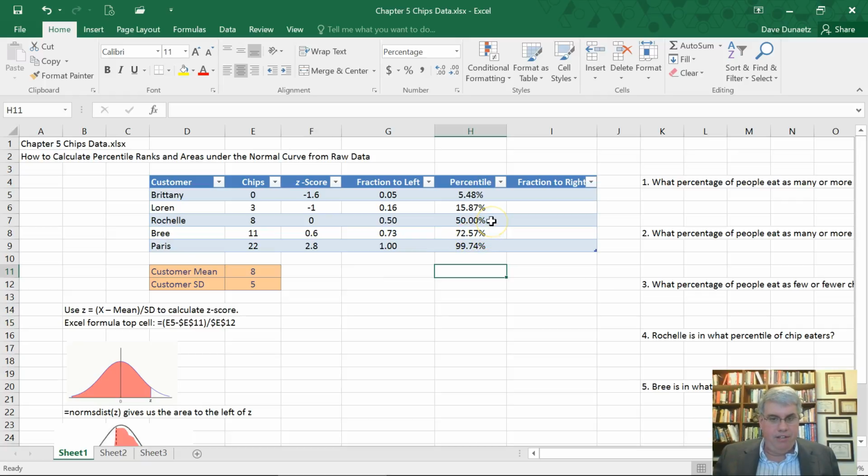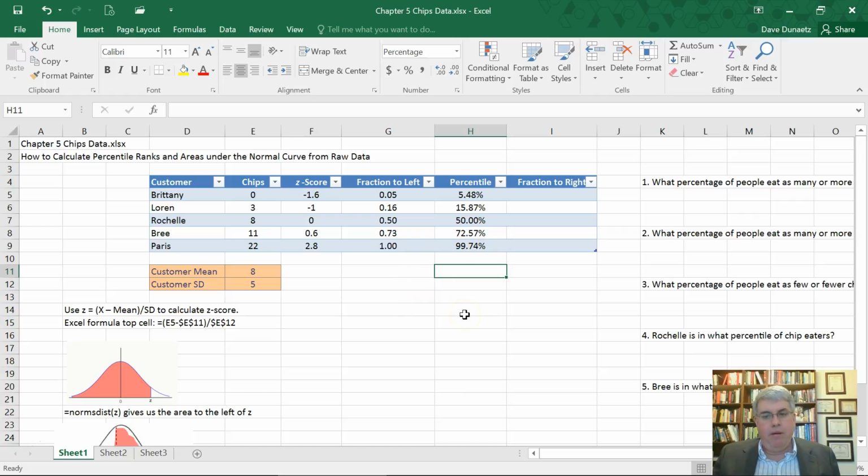So we see Rochelle, she's right at average. Brittany is far below average. She's only in the 5th percentile. Cree is pretty far above average in the 72nd or 73rd percentile, but it's really Paris who's way out there with her 22 chips.